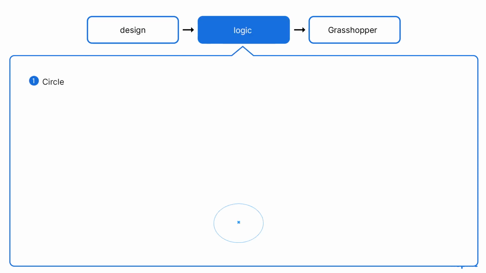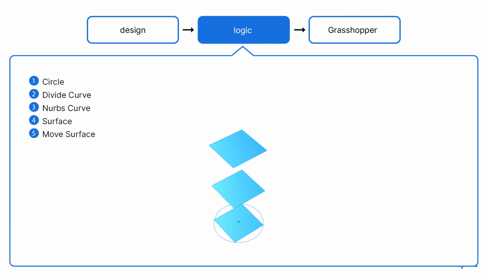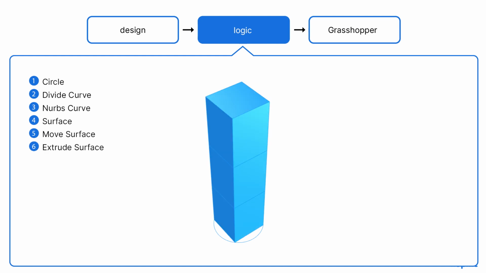We will start out by creating a circle. We will use the radius of this circle as the driver for the size of the tower's footprint. Next, we will divide this curve to get 4 points, and then connect them with the NURBS curve to create our base rectangle. Then we'll generate a surface from the curve. Once we have the surface, we'll move it vertically to 3 different heights. We're going to extrude the surfaces to create volumes. And finally, we're going to rotate each of the volumes by a different amount. Once the script is done, we can make adjustments at each of these steps to control and fine-tune our design.